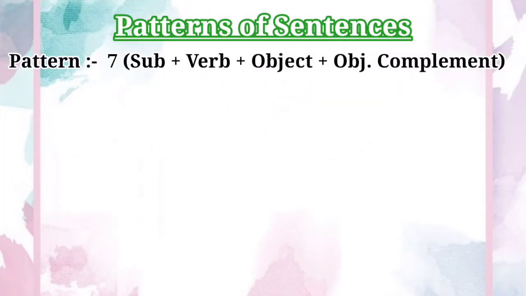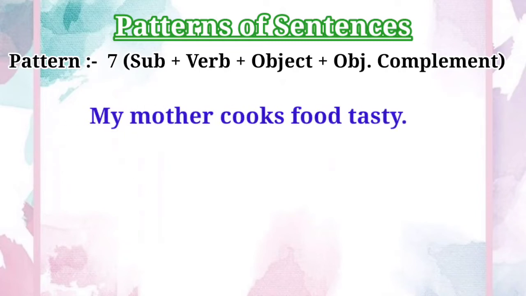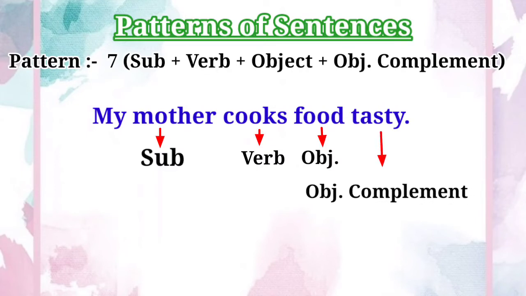Then the last one, pattern number 7. Subject plus verb plus object plus object complement. Here a new word is there, object complement. What is it? Remember, the noun or adjective which describes the object is called object complement. Have a look. My mother cooks food tasty. Here the subject is my mother, verb is cooks, and food is the object. Here tasty is an adjective which describes the object food. So tasty is the object complement.